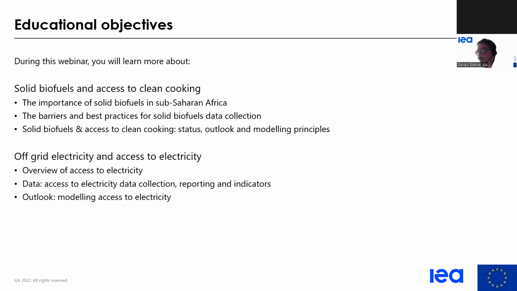Or, for example, also when it comes to the number of people who currently have access to clean cooking fuels, because this is actually what SDG7 tries to measure as an indicator. And as you know, the goal of this SDG is universal access to clean cooking on one side and access to electricity on the other side.